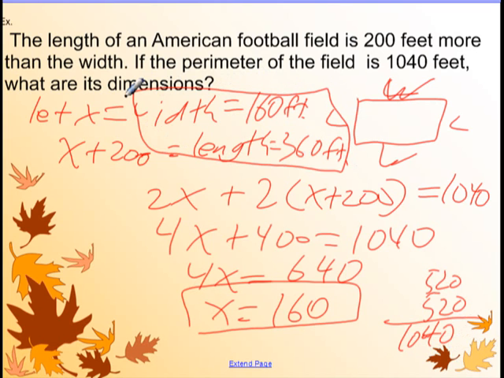That's all for now. Now those led to pretty simple equations. You can imagine they're going to get more sophisticated. They're going to lead to quadratics, they're going to lead to rationals, but we'll do more of that practice together in class.